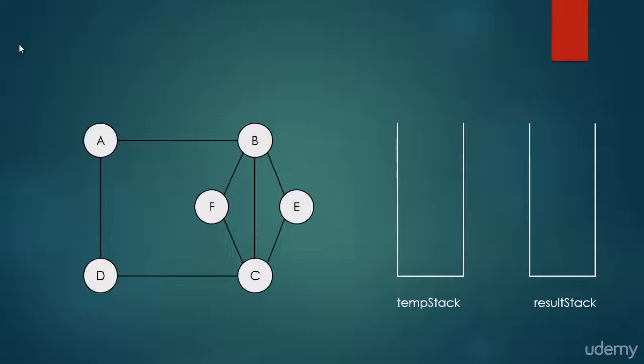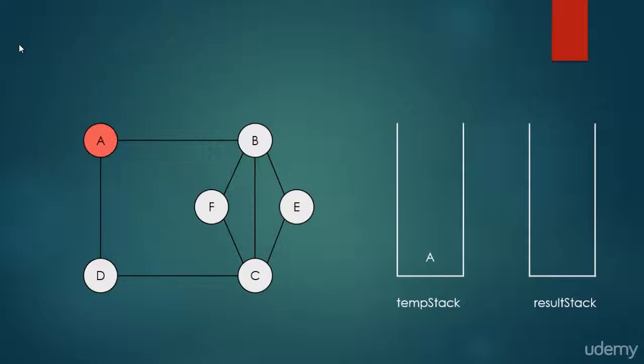So we have 2 stacks, the temporary stack and the result stack, and we have a graph containing 6 vertices A, B, C, D, E, and F. First of all, let me check whether we can form an Euler cycle, and we come to the conclusion that all of the vertices have an even number of edges, so the degrees are even. So an Euler cycle can be formed and constructed.